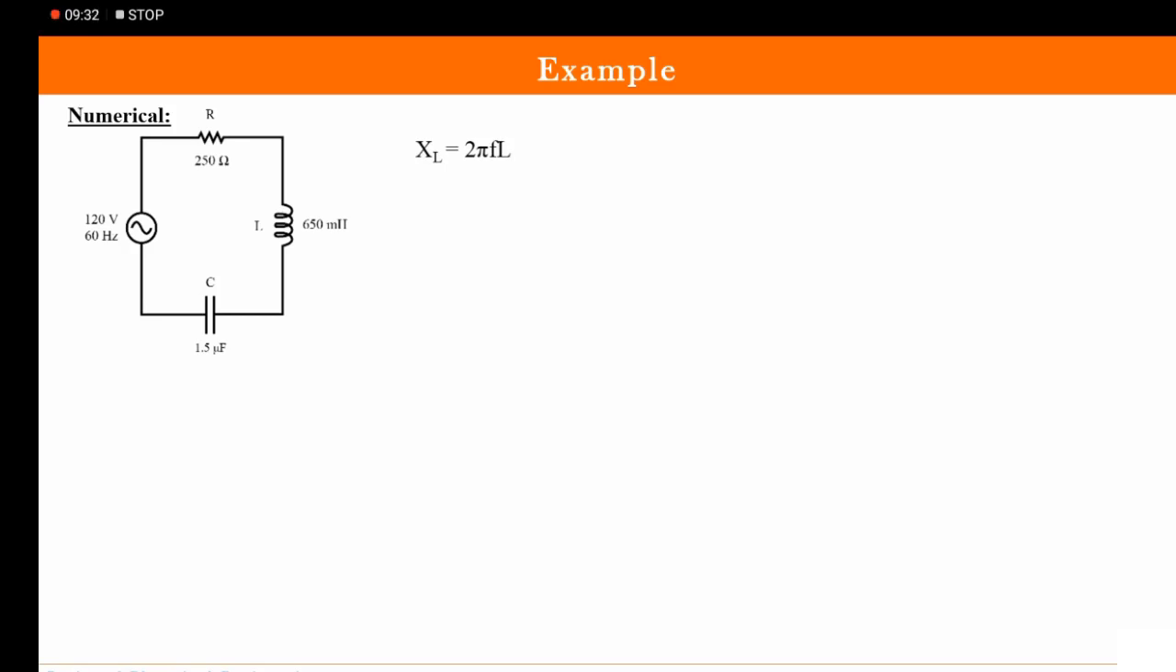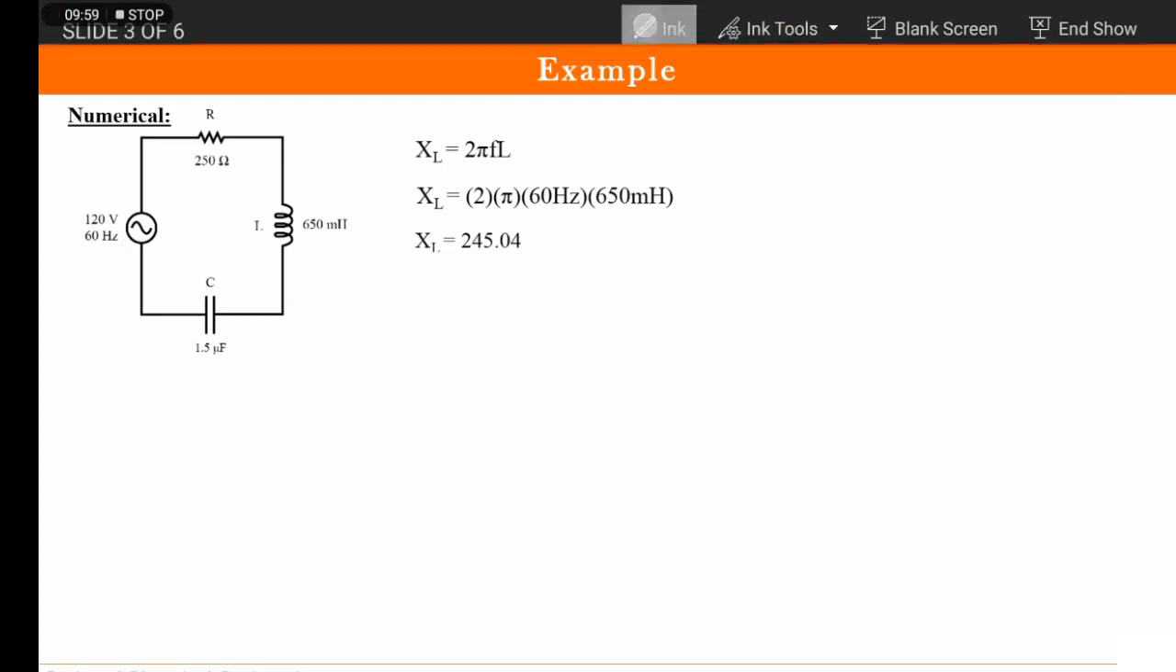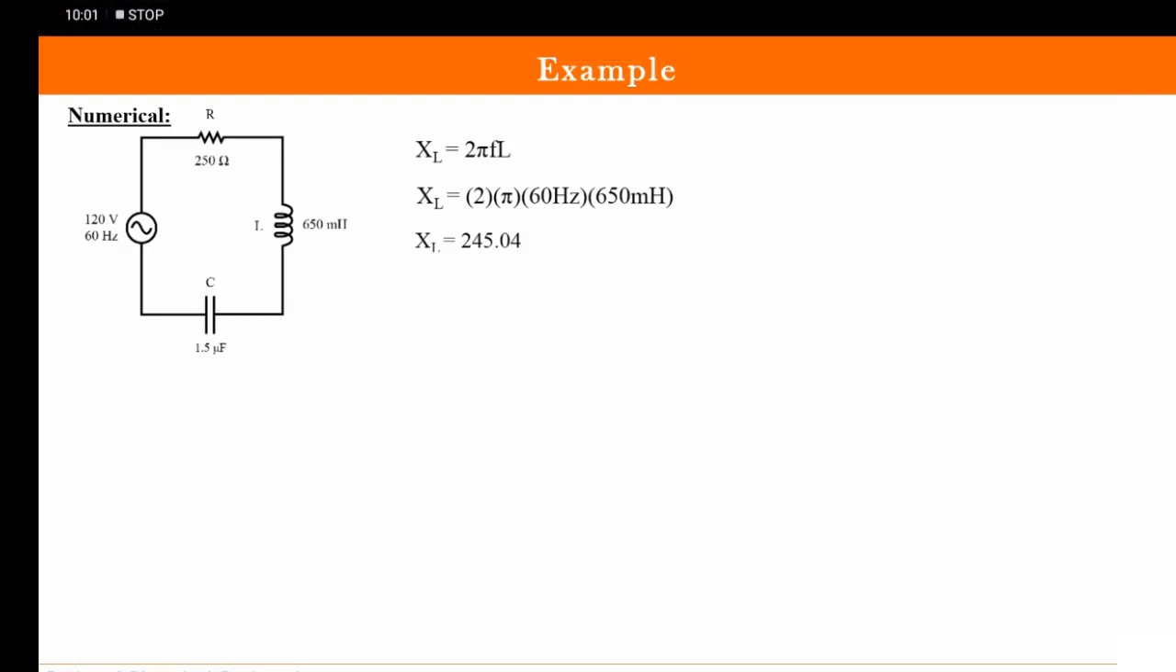Okay, so first we'll calculate XL. So we know how to calculate XL, 2 pi FL. So we will put all the values. Now 120 volts 60 hertz means 120 volts is the RMS value and 60 hertz is the frequency. Frequency is nothing but F. L is 650 millihenry. So we will put all the values and we will get XL. So XL comes out to be 245.04. Fine. We shall move ahead.